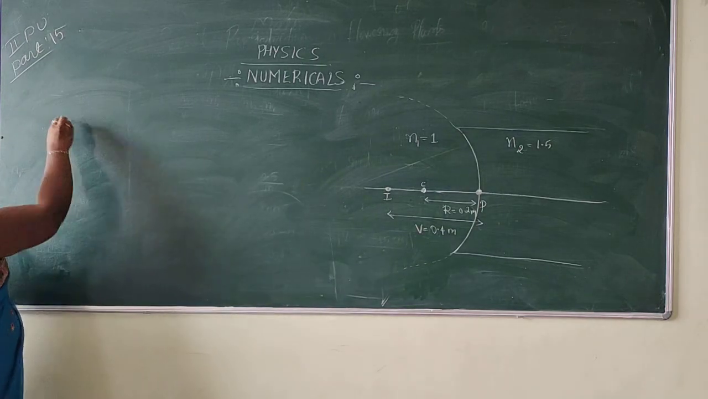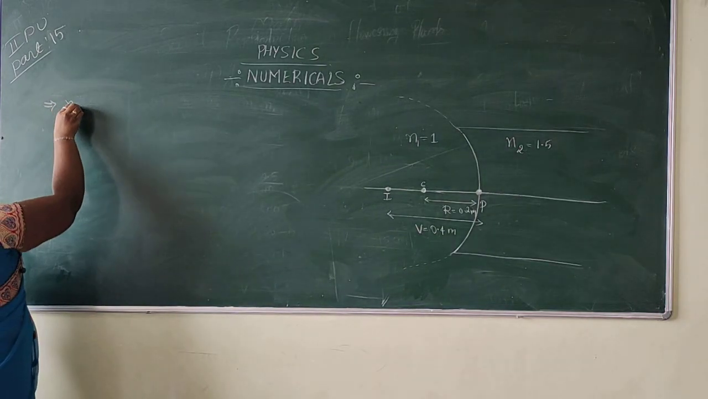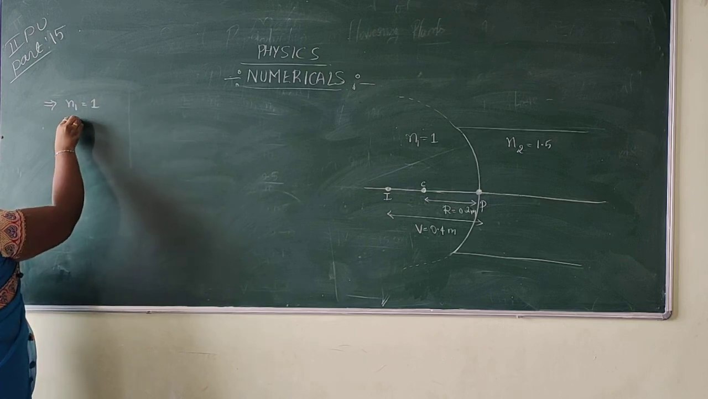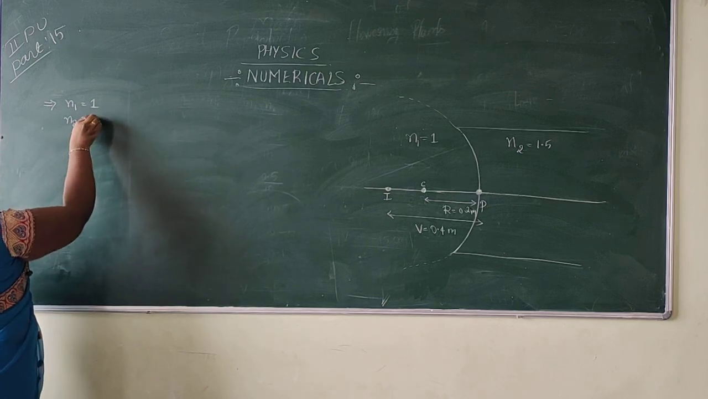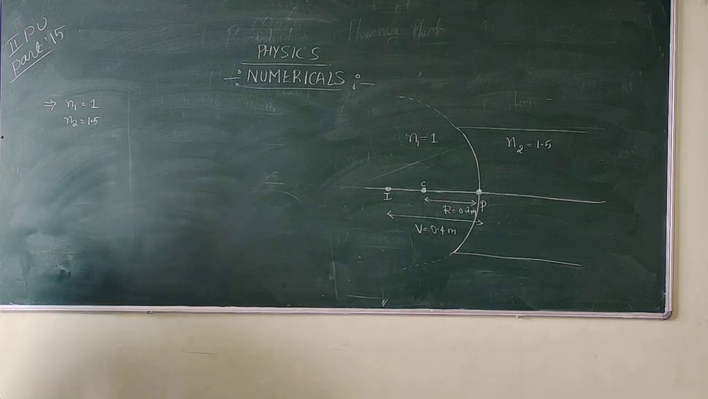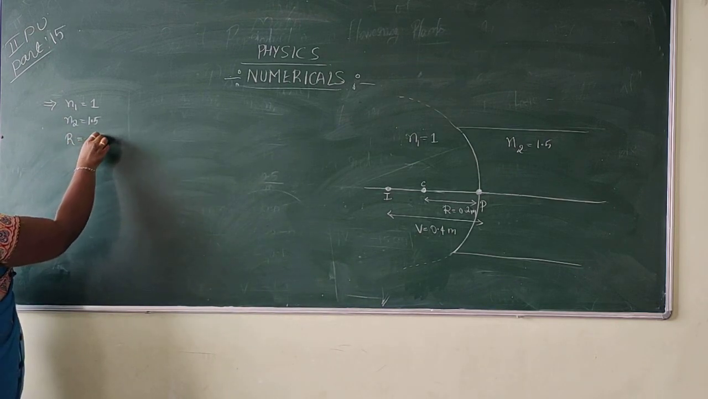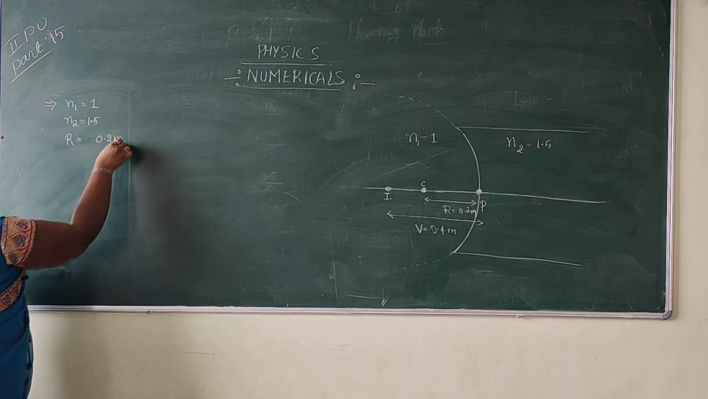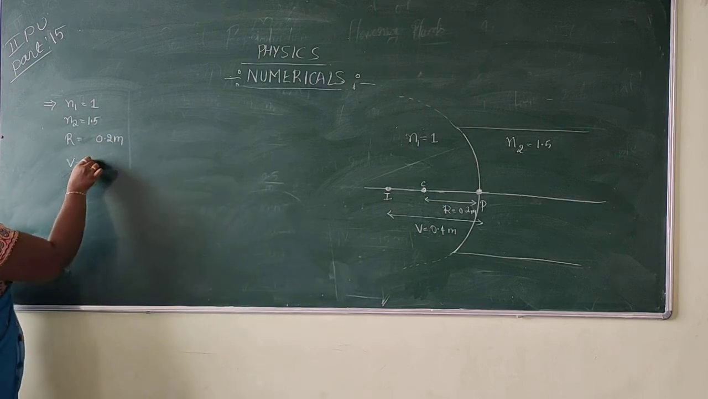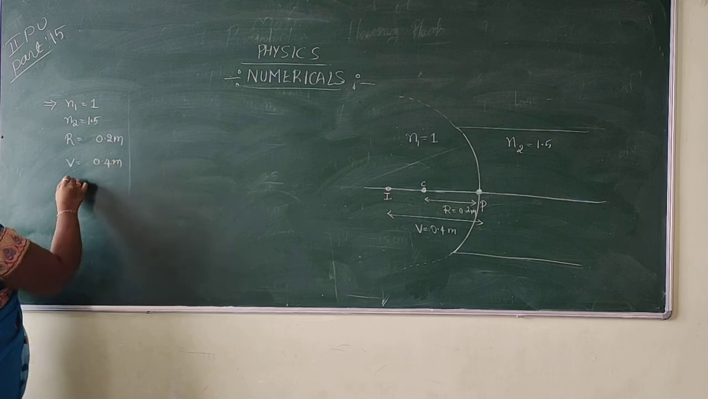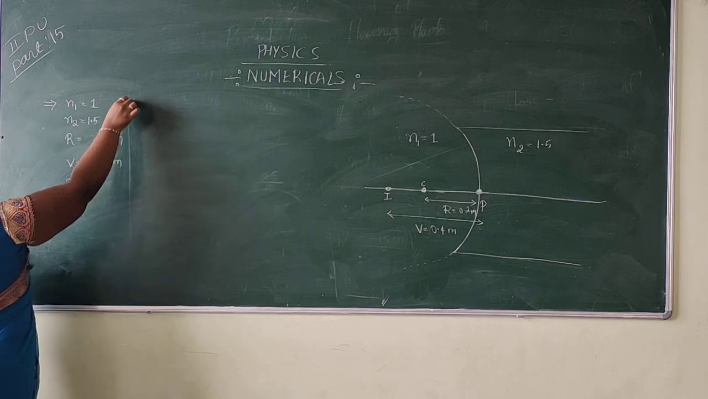Now let us calculate. Let us write the given values first. n1 is equal to 1. n2 is equal to 1.5. Right? R is equal to 0.2 meter. v is equal to 0.4 meter and u is equal to question mark.